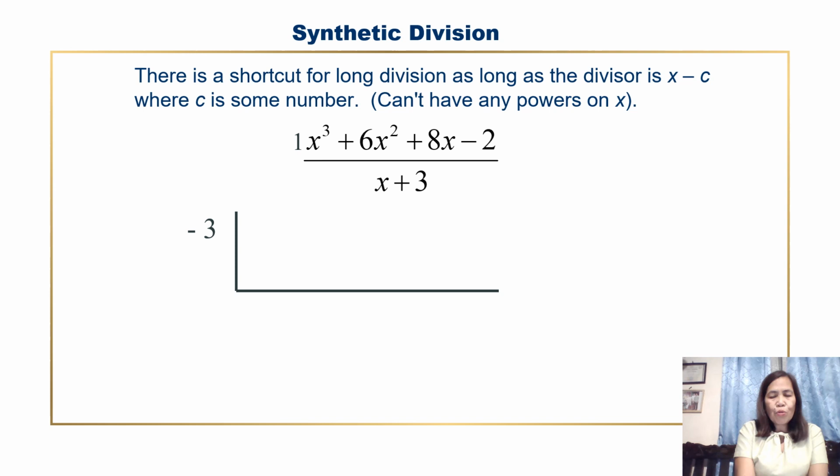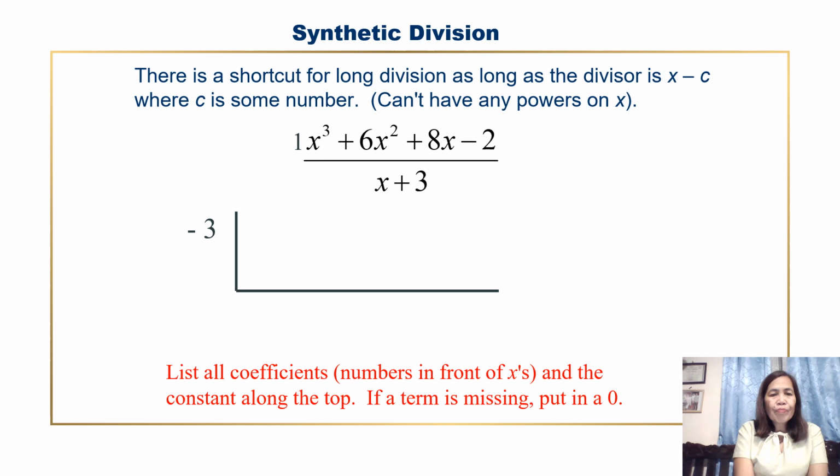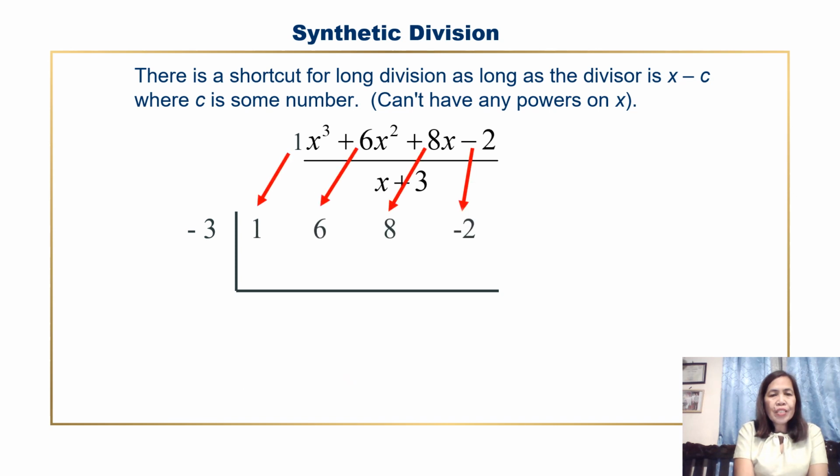Next, step 2, you need to bring down or write down all the numerical coefficients. That's why I wrote 1 before x cubed, because a non-numerical coefficient means 1. So we need to write all the numerical coefficients: 1, 6, 8, negative 2. Only the numerical coefficients. Okay, next step, bring down the first number. The first number is 1.